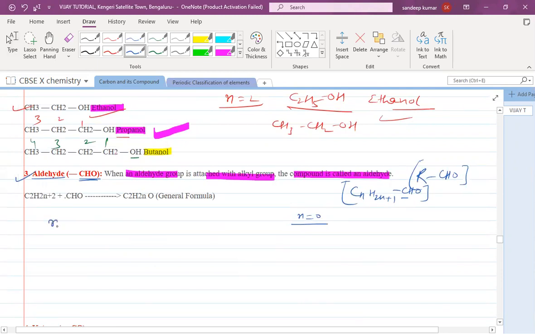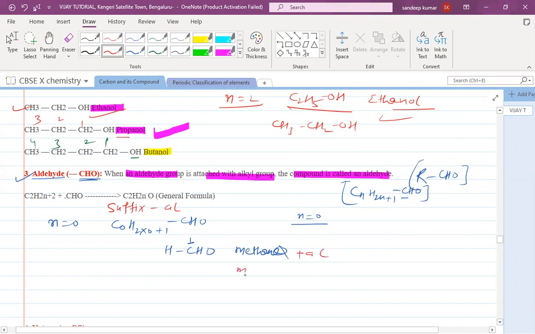If you put n is equal to 0, you'll get C0 H 2 into 0 plus 1 CHO. 2 into 0 is 0, plus 1. So it is HCHO. This is one carbon, right? While naming the compound, you have to include the carbon of the functional group also. So one carbon is methane. In the case of aldehyde, we are using the suffix al. So remove this E, add al. So what is it known as? Methanal.